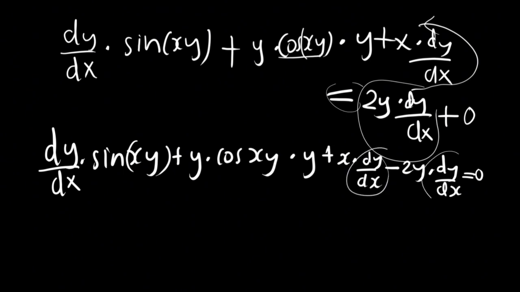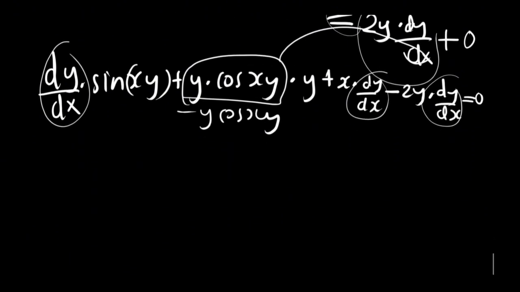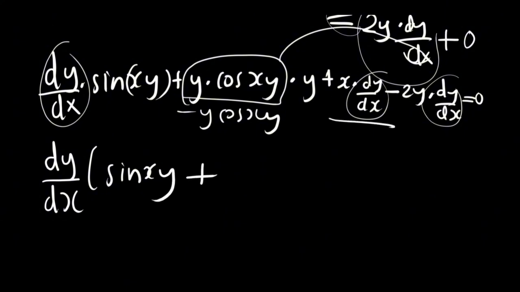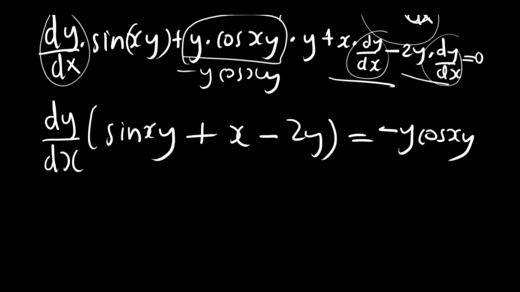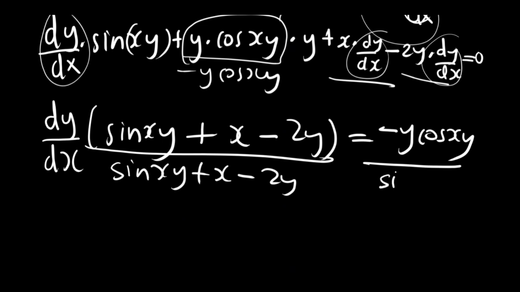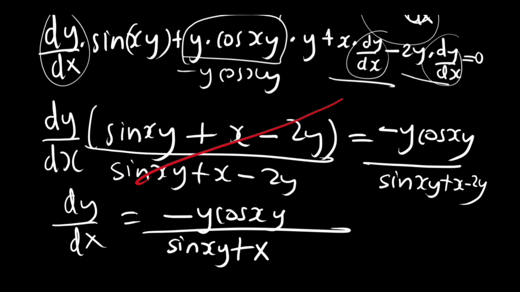Now we'll take common of dy over dx. But before that, we'll take this to the other side. Or we'll subtract it on both sides, to make it go to the other side. So when we take common, we'll have here sine xy added by x subtracted by 2y is equal to negative y cos xy. Now to get dy over dx, we'll just divide both sides. So finally, we will have dy over dx as negative y cos xy divided by sine xy added by x minus 2y.